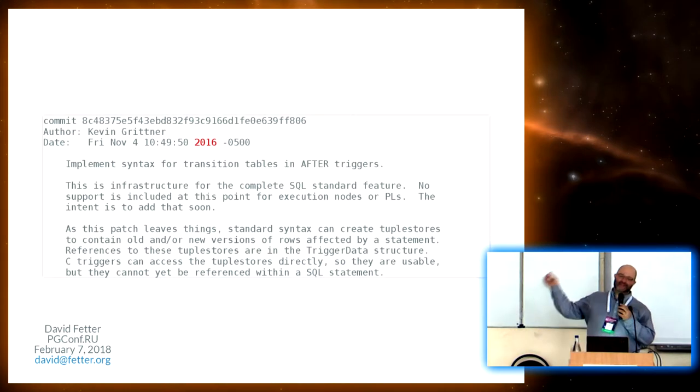Then, this is now 3 years later. Suddenly, this is a commit. And Kevin has essentially implemented transition tables for after triggers.